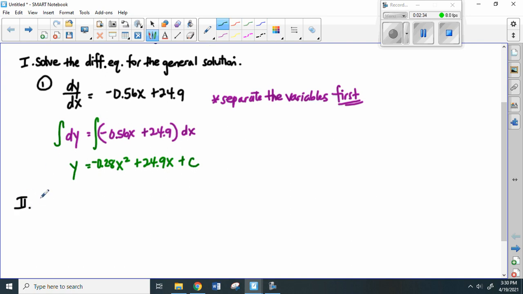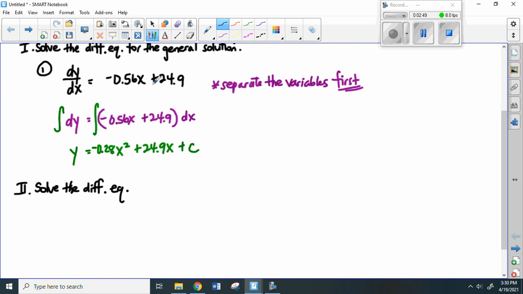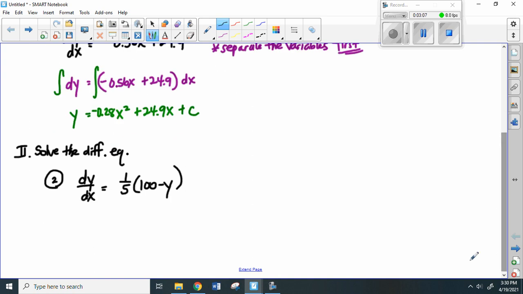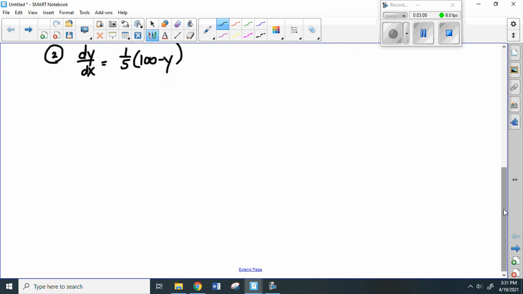So we're going to solve the differential equation, all right? And a lot of times that's all the directions say, and you have to know that that means either find the general solution if you don't have extra information, or find the particular solution if you do, okay? So here is my example, all right? dy over dx equals, let's say, 1/5 times 100 minus y, all right? So there's my example, and I want us to solve.